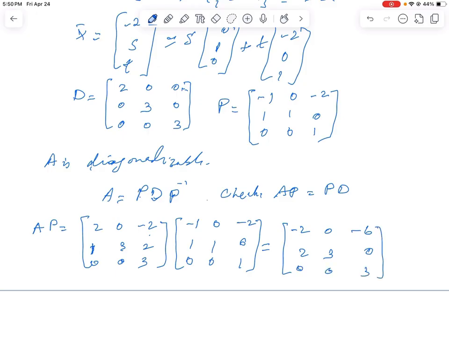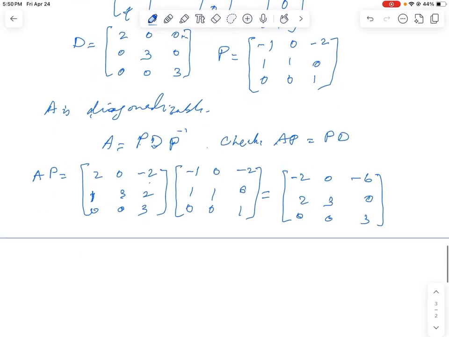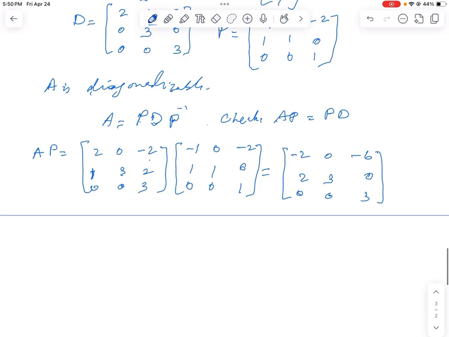And we now check PD. So how did I come about checking AP? You can see if I multiply by P on both sides, it will be right multiplication, and the P will come on the right. So that's what we had, and from here this becomes PD because P inverse and P give us the identity. So now we want to check that PD gives us the same as what we got for AP.